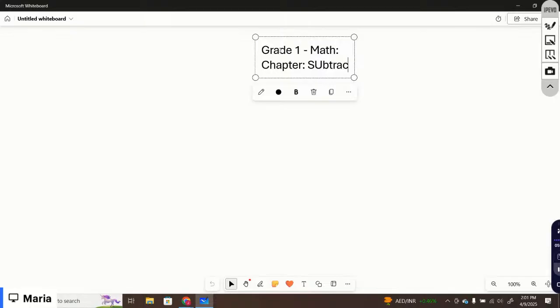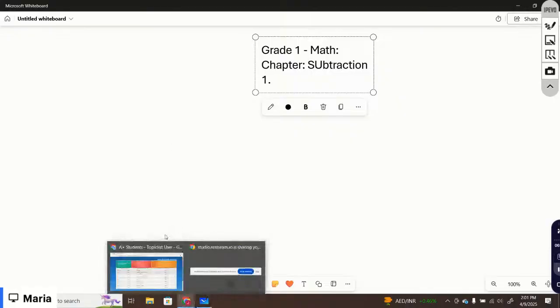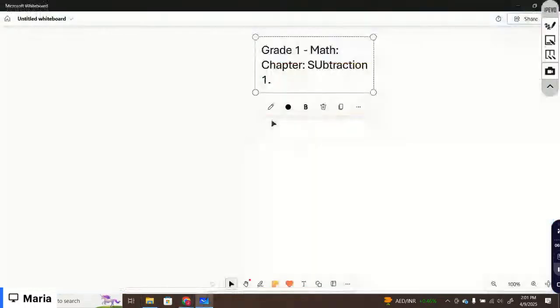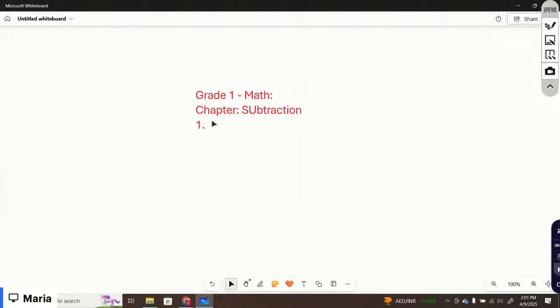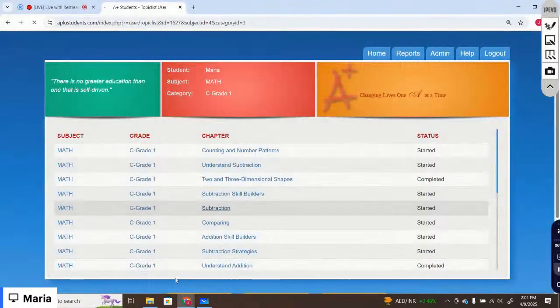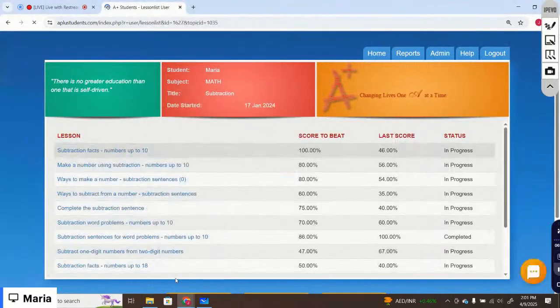We are here for grade 1 math. You can find all the lessons on students.com. You have to log in there using your email address, and the password is provided by the administrator.